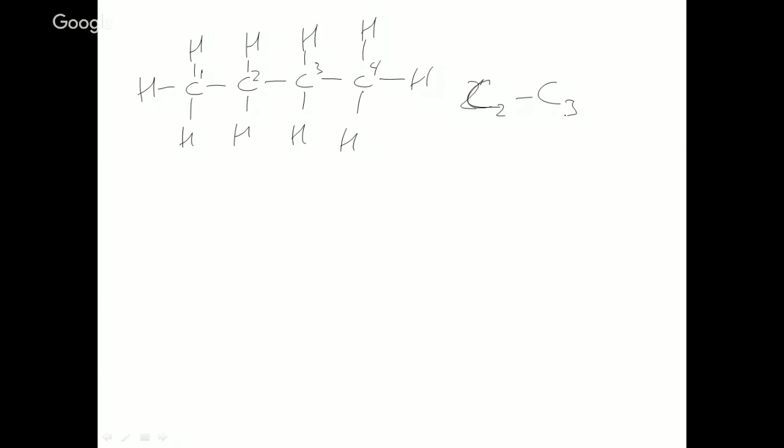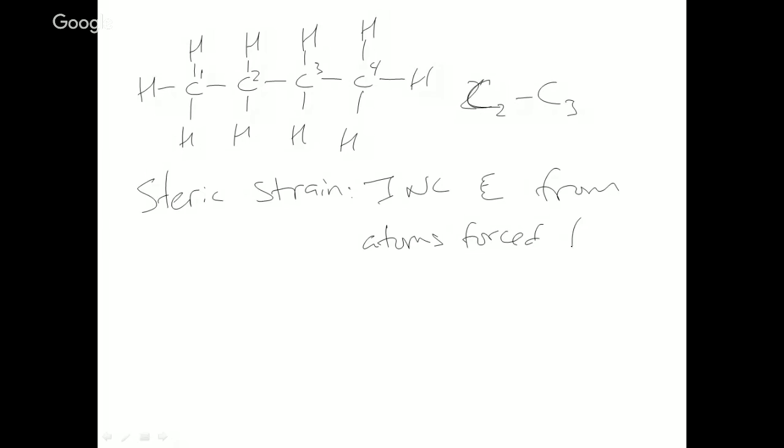Okay, so we introduced torsional strain with ethane. There is torsional strain in butane, but now we want to introduce steric strain. So if torsional strain is the repulsion between electron pairs, steric strain is the repulsion between groups, atoms or groups. So increased energy from atoms forced together in space. That's steric strain.